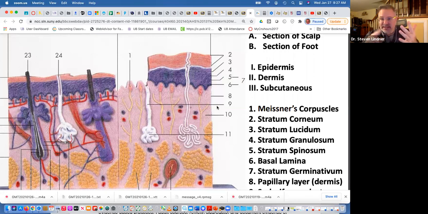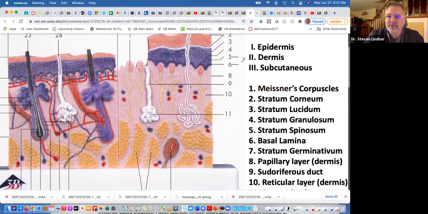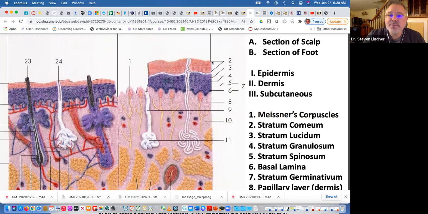So Cher, with a C, C-H-E-R, Cher loves getting skin Botox. So Cher, with the C, loves for lucidum, getting granulosum, spinosum, skin. Botox is this last one. It's tricky. Because stratum germinativum is also known as the stratum basal. The stratum germinativum, this germinative layer, is also known as the basal layer. So we say Cher loves getting skin Botox, basal layer. And that would be from superficial to deep.